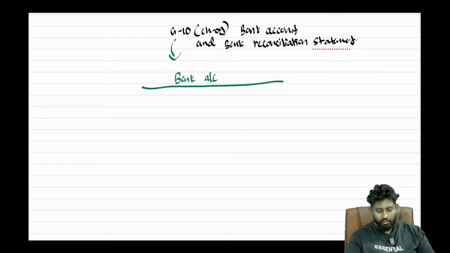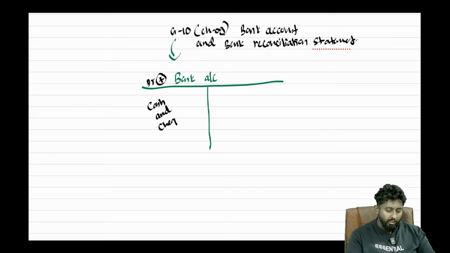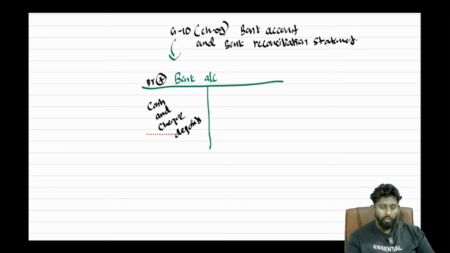It is simply an account which is used to record all. What do we record on the debit side, or else we call the plus side? We record all cash and check deposits. And what do we record on the credit side? We record all check payments, as well as any charges that are made by the bank.